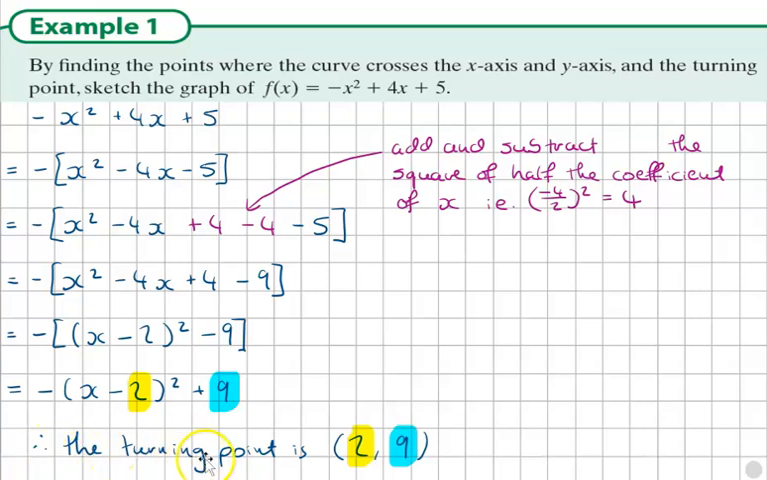Therefore, the turning point is (2, 9). So we take the number that's in the back of the bracket and we change the sign. So minus 2 becomes positive 2. And then the number that's stuck on at the end, which is plus 9, just stays as plus 9. So that's the turning point.